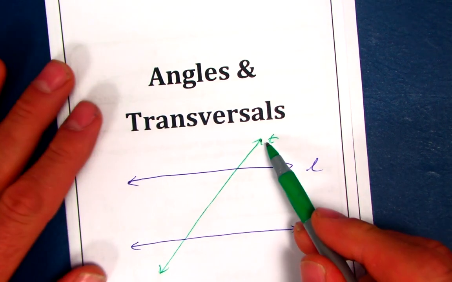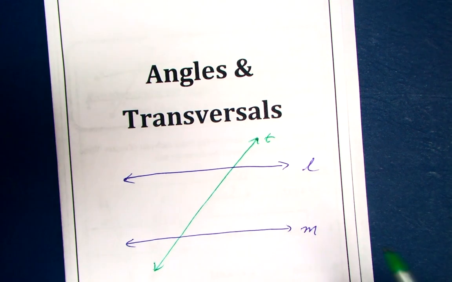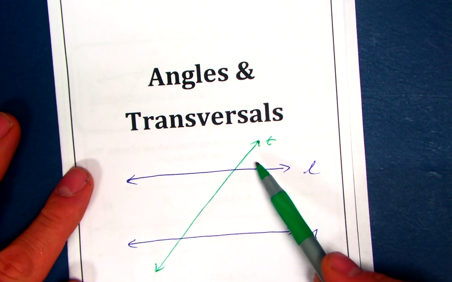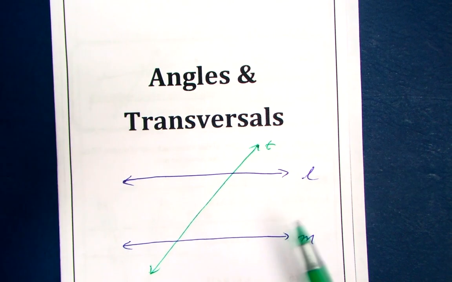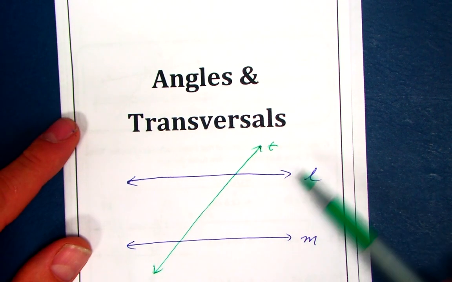Okay, well, line T is a transversal. It cuts across two, and it can be more than two, but two or more lines. And then what happens is it forms all these different angles. Okay, so we're just going to be talking about the names of the angles that are formed when a transversal cuts across two lines.